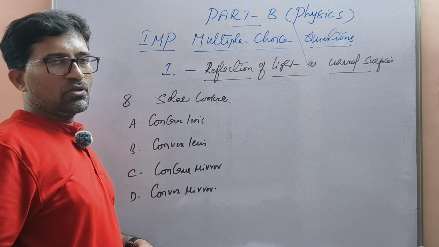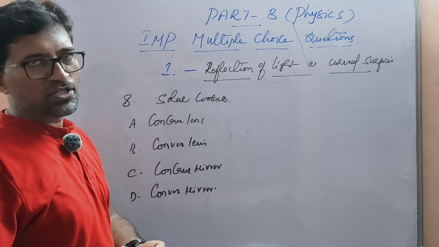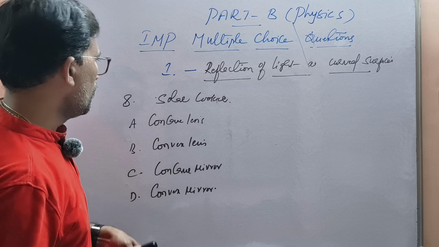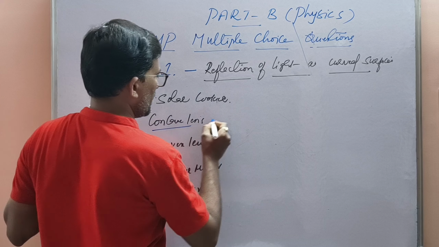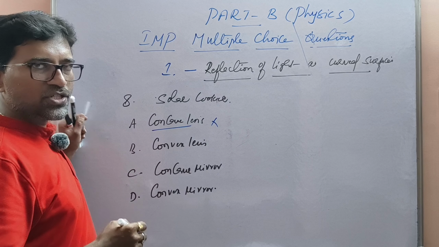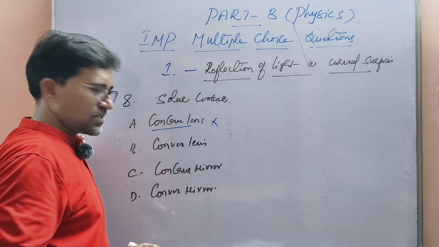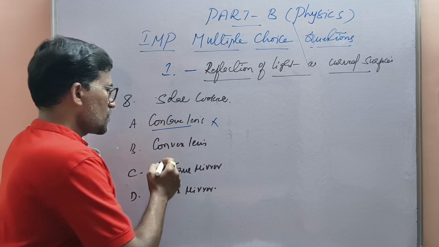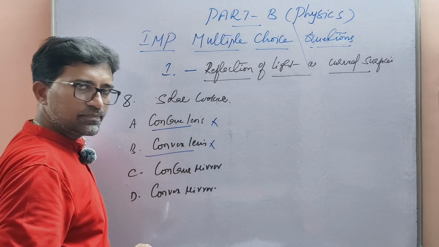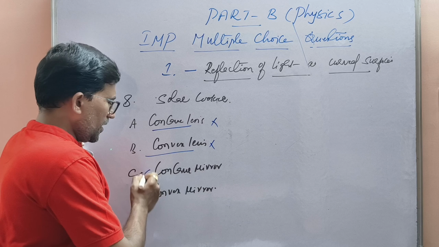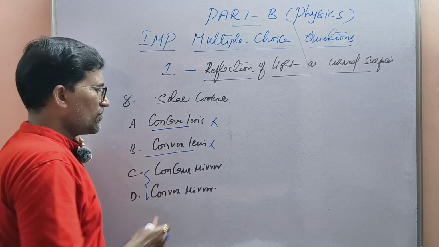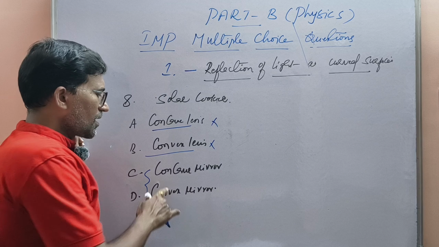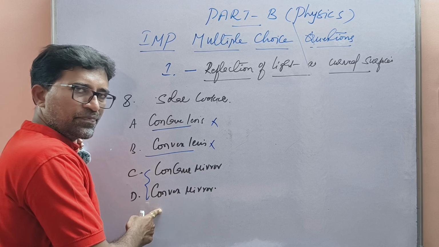A solar cooker works on the principle of reflection of light rays. So the lens options are totally wrong. In a lens there is no reflection, only refraction of light rays occurs, whether it is a concave lens or a convex lens. So these two are ruled out. We have only two options remaining, and we need to think which of these two is correct: concave mirror or convex mirror.